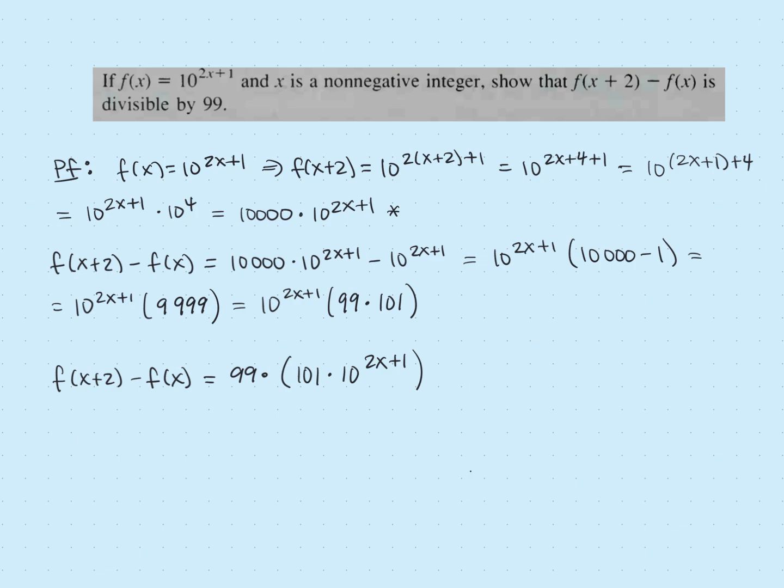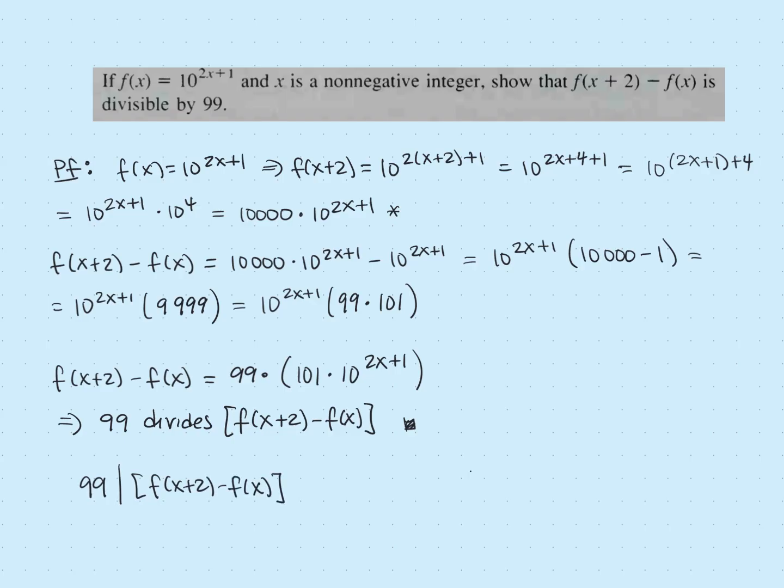It's obvious at this point that 99 divides f of x plus 2 minus f of x, and I would even be more specific. I would put it in brackets. Another way that you can write this, right? You're done at this point. Another way you can write this is using the divisibility notation to say that 99 divides f of x plus 2 minus f of x, but that's not strictly speaking necessary.